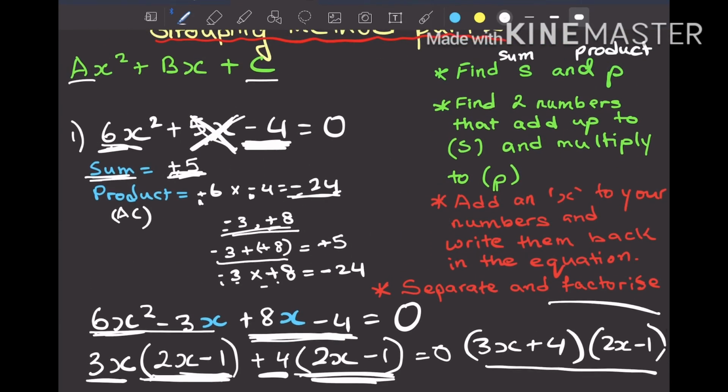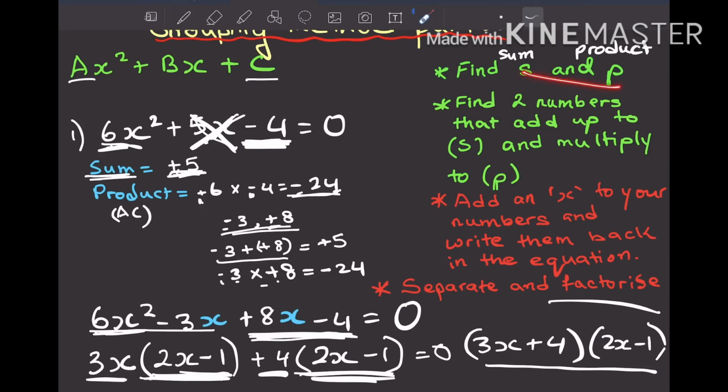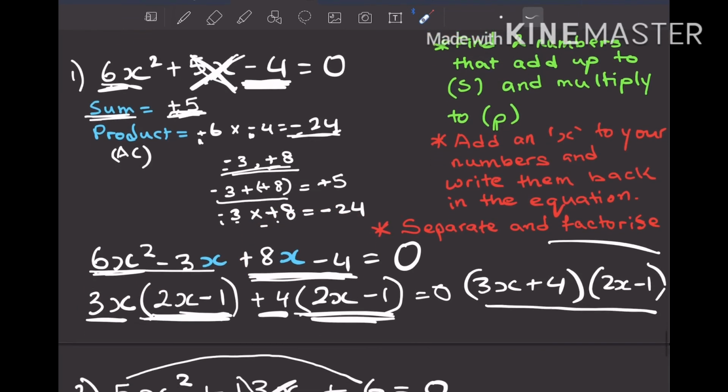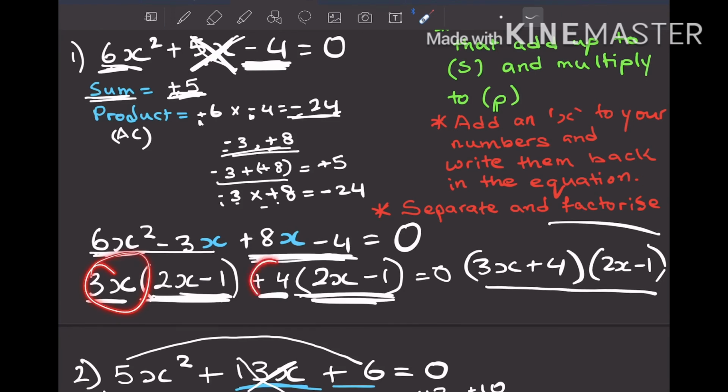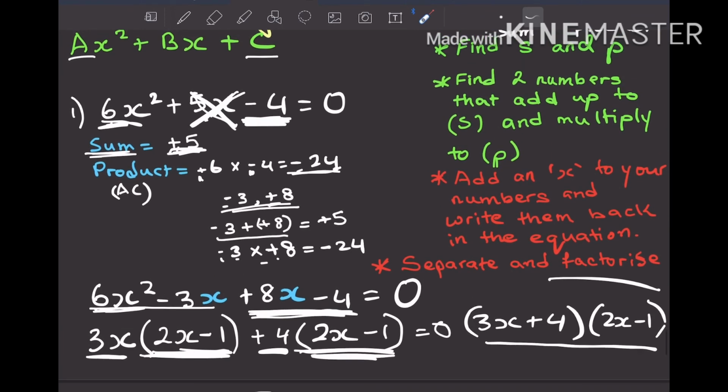Just follow all these steps. Just find the sum and product number and then find two numbers that add up to the sum and multiply to the product, as we did in all the examples. We cancel the middle term, and instead we add an x to both of the numbers we found and put them back in the place of the middle term. And then we separate them or divide them into 2. We can just put a line under them, and then factorize them separately, and then write the ones outside together, and then write the ones inside together. And you don't have to repeat both of the brackets if both of the brackets are the same, so you know you're right. I hope that was easy enough.